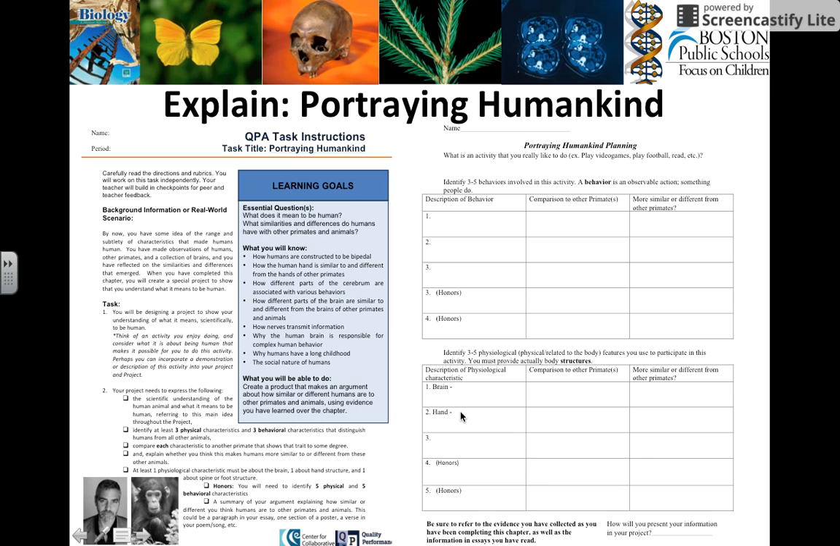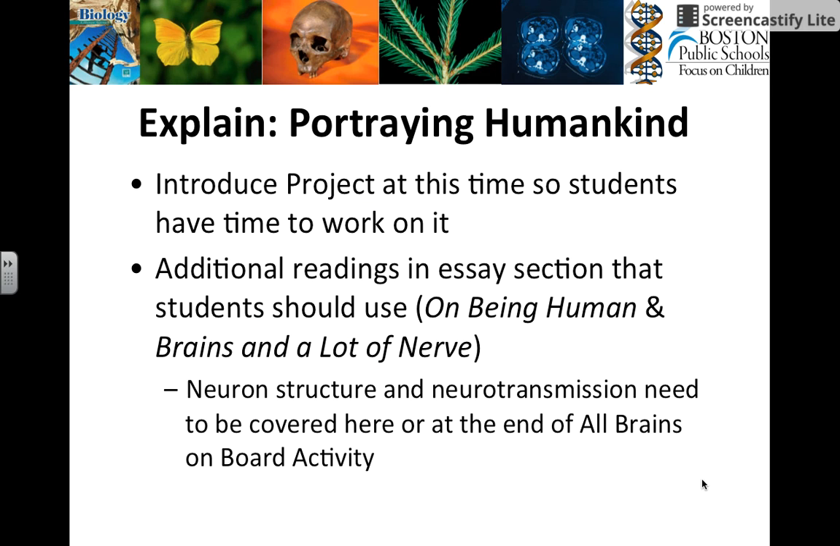What are the physiological characteristics that they are highlighting? What primate are they comparing it to? And then is that more similar to or different than other species? And it's really helpful if they choose an activity and base their whole project around that. So they need time to work on this.